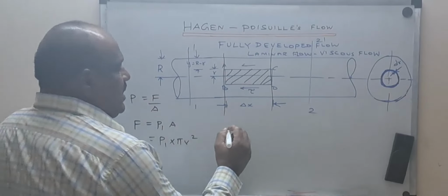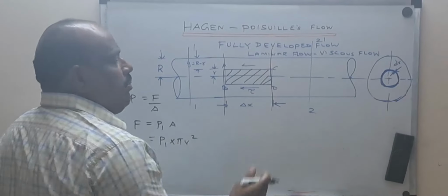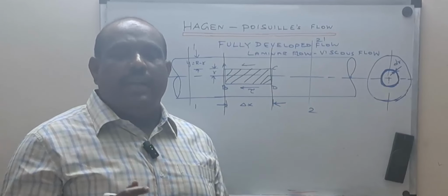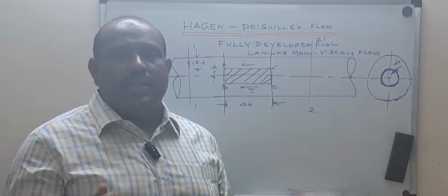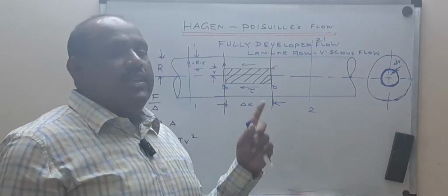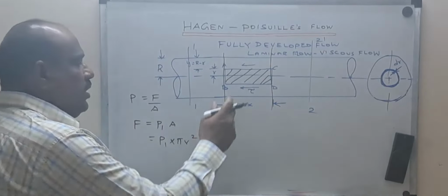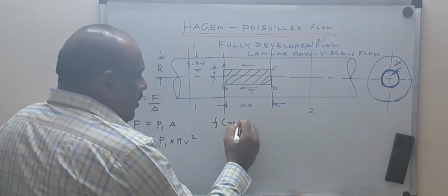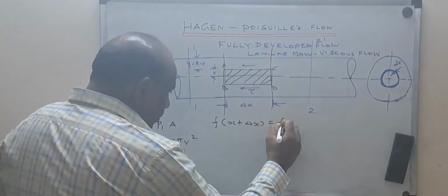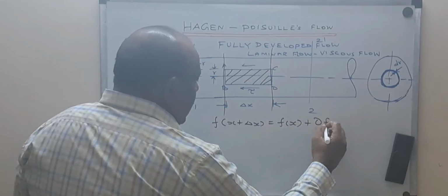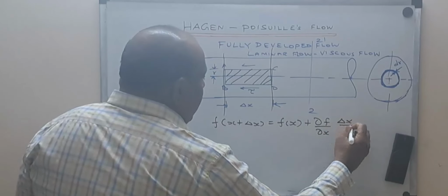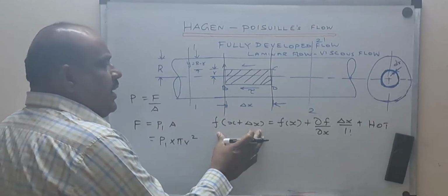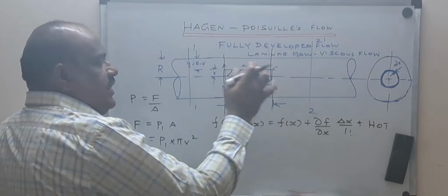So by means of Taylor series, we already know the force which will be available at CD. Please refer to my Euler's equation, Reynolds equation and substantial derivative videos to understand how we get the value at CD by means of Taylor series. If you know the value at AB, we can find the value at CD using the formula f of x plus delta x equals f of x plus dou f by dou x into delta x by 1 factorial plus higher order terms. So here f of x plus delta x is nothing but the pressure which we want to know at CD.